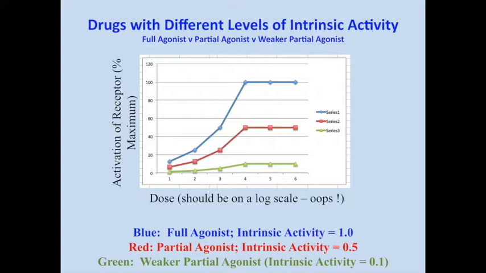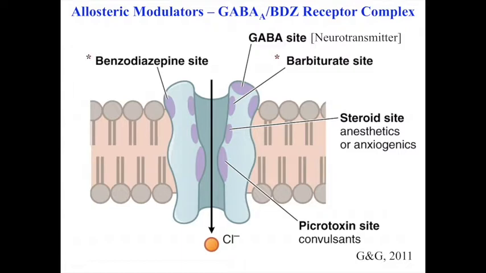But this is just one picture. I'll give you one more example out of the real world. This is the benzodiazepine GABA receptor complex I talked about before. Benzodiazepines are modulators of this GABA A site, which is controlling the chloride channel.